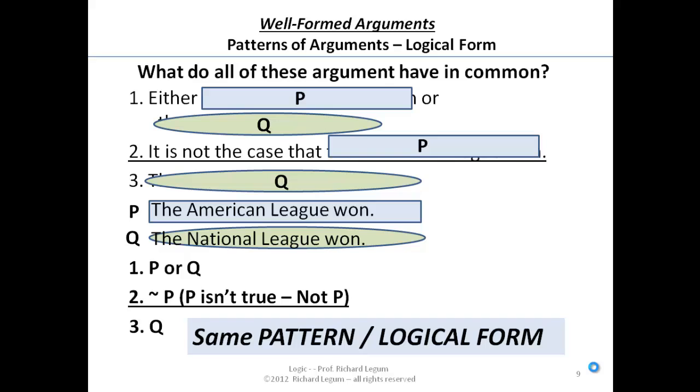Good argument is the same as sound argument. Sound argument needs two things: validity, good logic, and facts. Okay, the pattern only gives us the logic, that the logic is good. So any argument of this form certainly is valid, but to decide if it's a good argument, you still need to look at the facts, something that we'll come back to later as we're evaluating arguments.